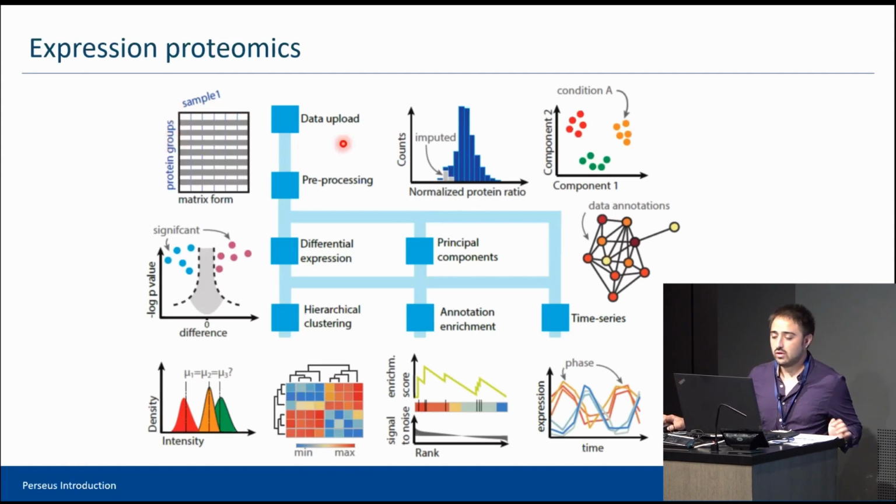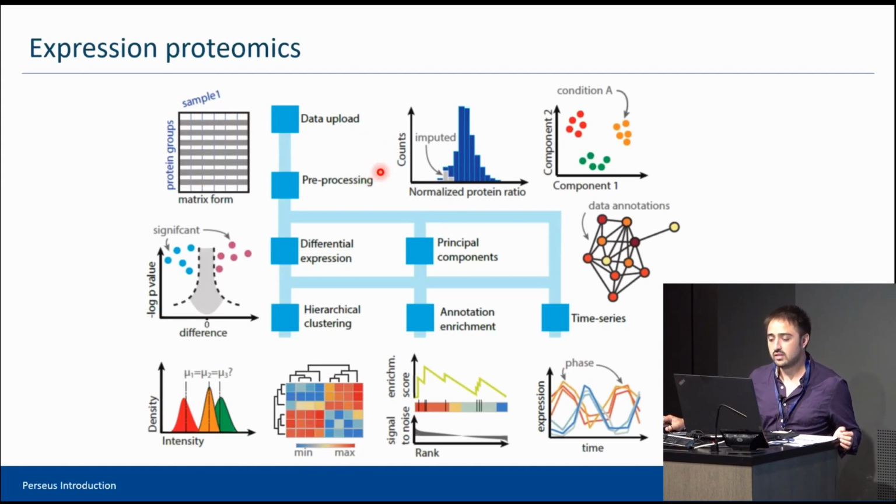Exactly. So first, you upload the data, and then you probably want to do some pre-processing. This means filtering out contaminants, decoy matches, and things like this. And then you probably want to also filter out the rows that had too many zeros, so they were not measured in many samples. And then you will probably want to do imputation.